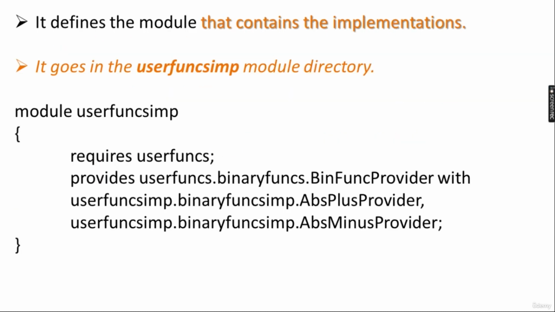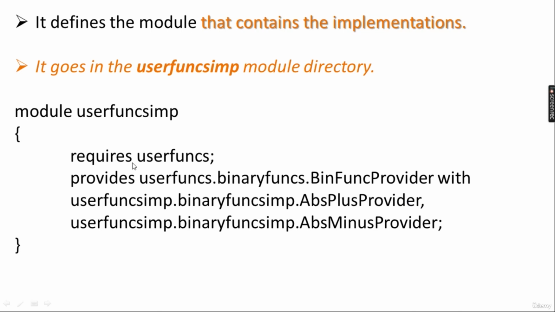The second module-info.java we will have defines the module that contains the implementation. Okay, it goes in the userfunctionsimplementation module directory. Your module userfunctionsimplementation requires userfunctions. Okay, so it requires this. It provides userfunctions.binaryfunctions.BinaryFunctionProvider with userfunctionsimplementation.binaryfunctionsimplementation. The with is for the specific type of implementation, separated by commas in the syntax.